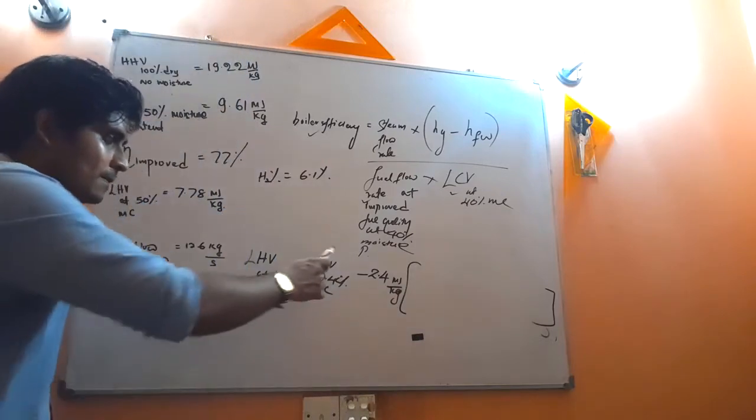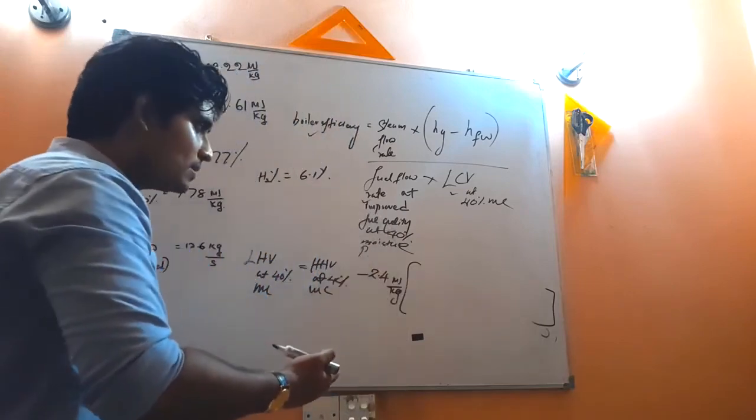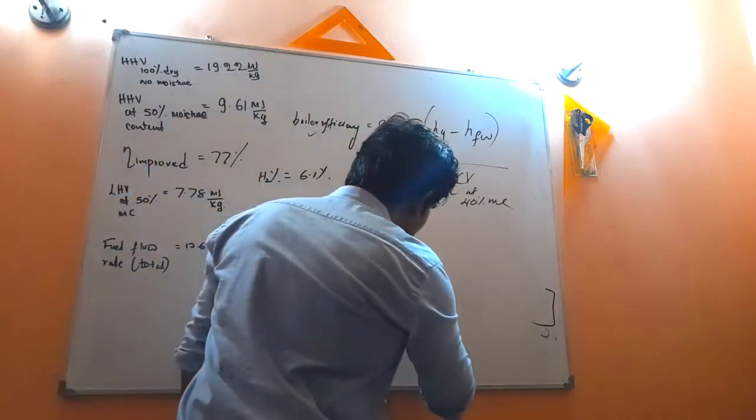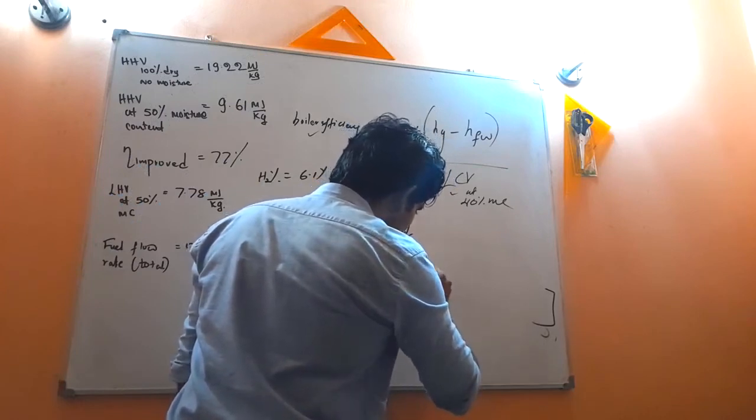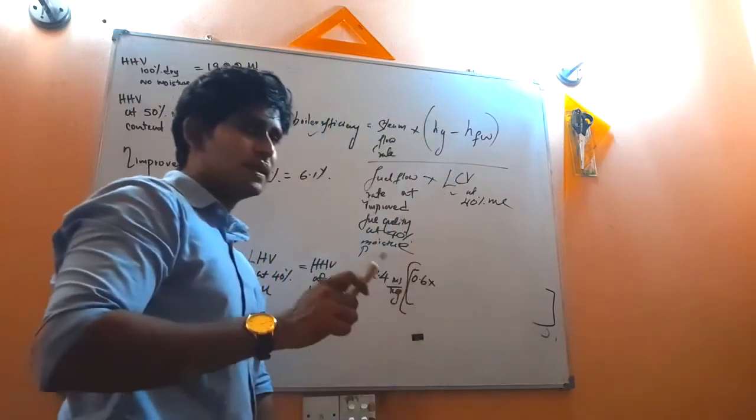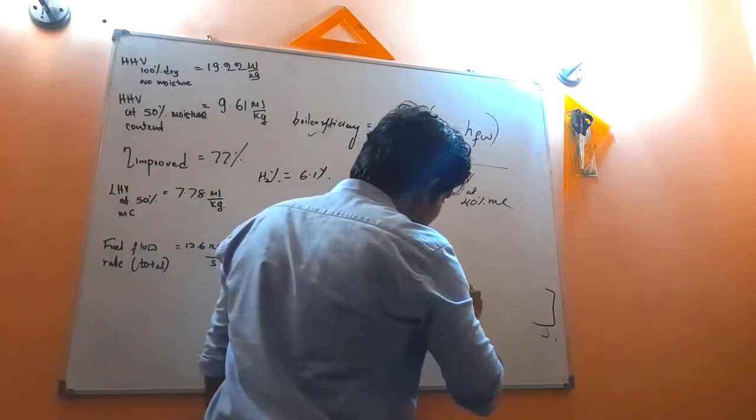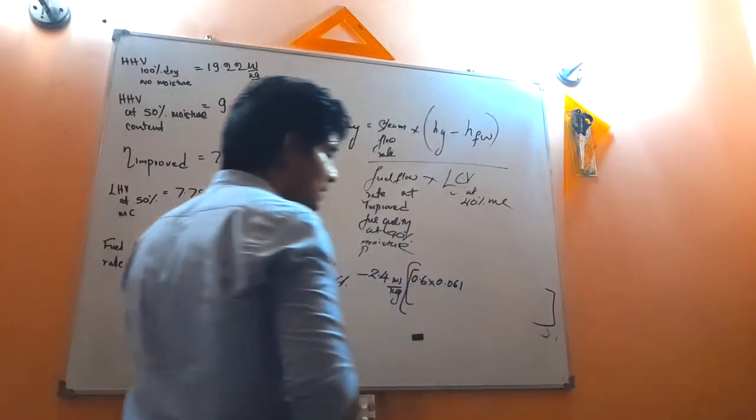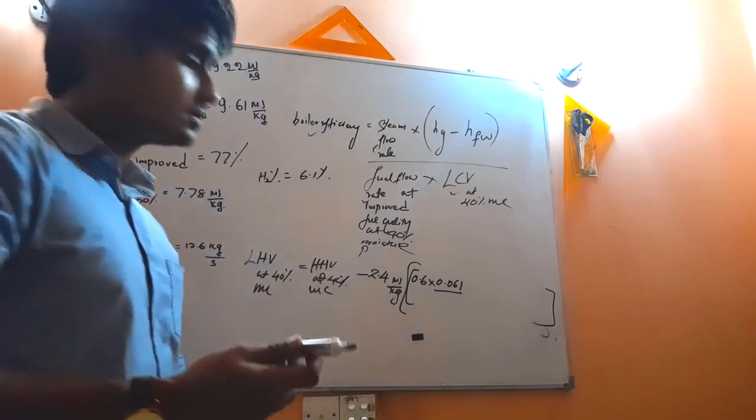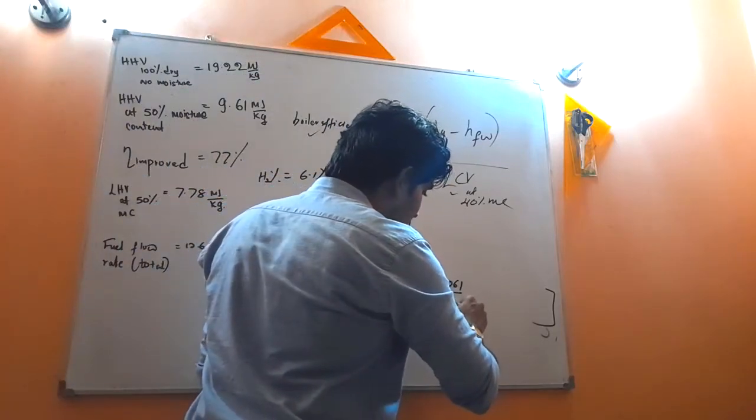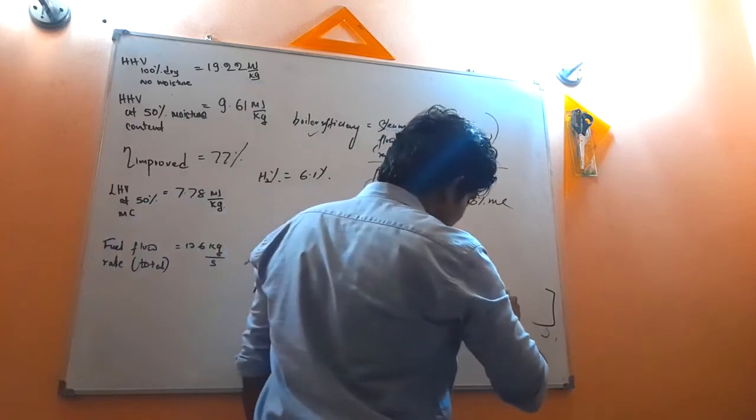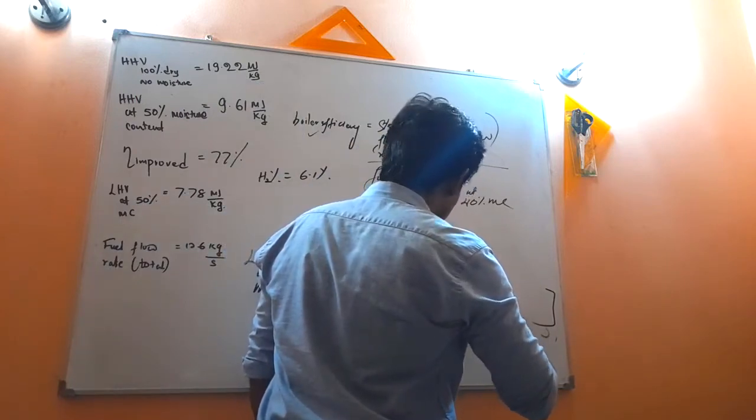Now when considering the formation of water, because we have 60% of pure fuel, that means 0.6 times, let's put another bracket, 0.6 times the percentage of hydrogen 6.1, that means 0.061, divided by the molecular weight of hydrogen, 2 kilograms per kilomole, multiplied by the molecular weight of water, 18 kilograms per kilomole. So this part is done.